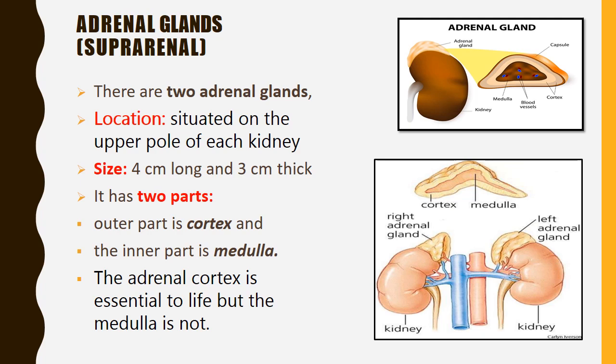It has two parts. First, the outer part, that is the cortex. You can see in the figure, the outer part is the cortex and the inner part is the medulla. You can remember it like this: cortex means the core part, and the medulla is the middle part. The adrenal cortex is essential for life, but the medulla sometimes is not.